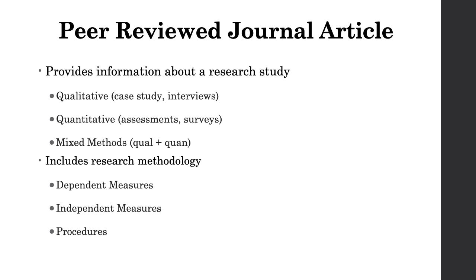You're also probably going to see headings for your dependent measures, which are typically your assessments or your interviews. Your independent measures are typically the intervention or the strategy being examined. And you'll have procedures or a methodology section. So actually, what did the researchers do and how did they implement the research part to examine whether the intervention or the strategy was effective?